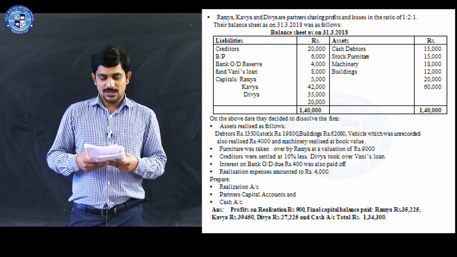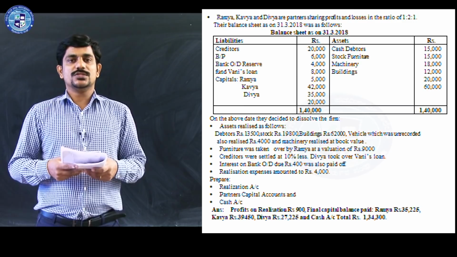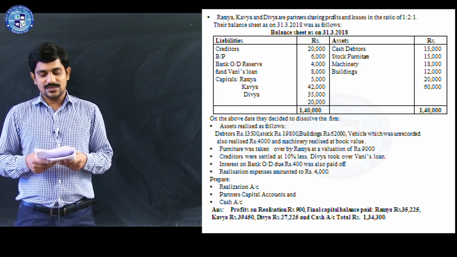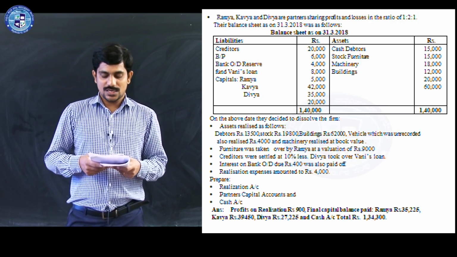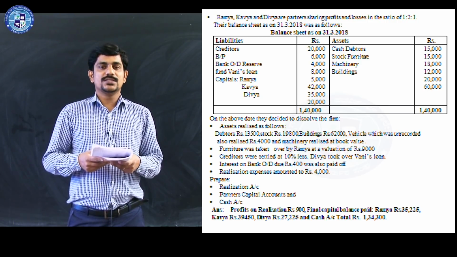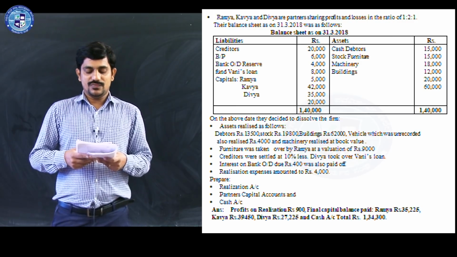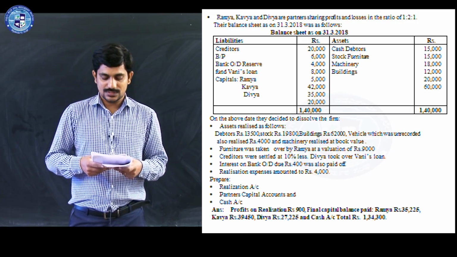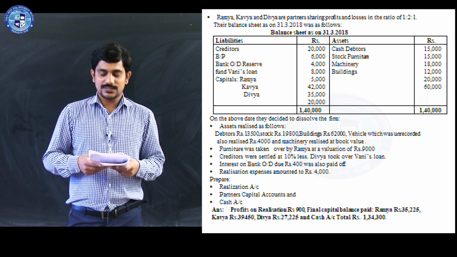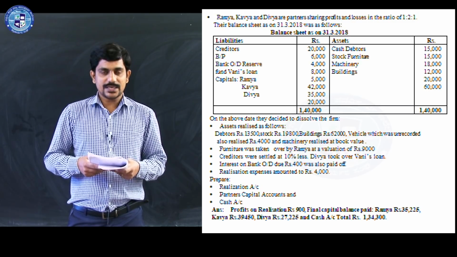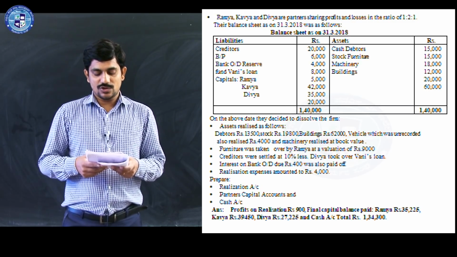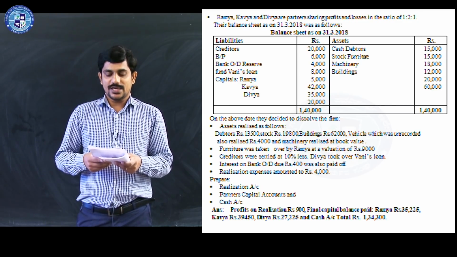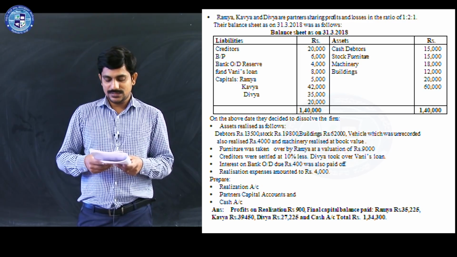Below the balance sheet, on the above date, they decided to dissolve the firm. Assets realized as follows: debtors 13,500, stock 19,800, building 62,000, vehicle which was unrecorded also realized for rupees 4,000, and machinery realized at book value. Second adjustment: furniture was taken over by Ramya at a valuation of rupees 9,000. Third adjustment: creditors were settled at 10% less.